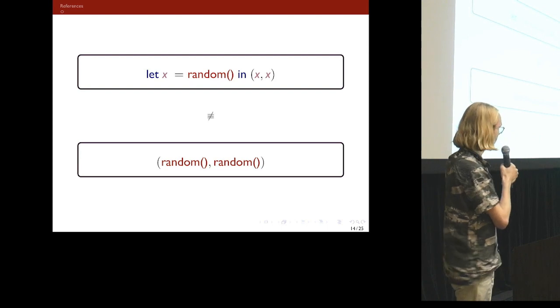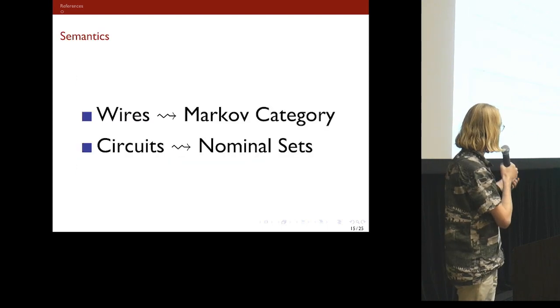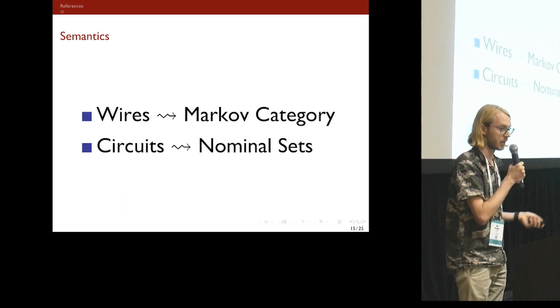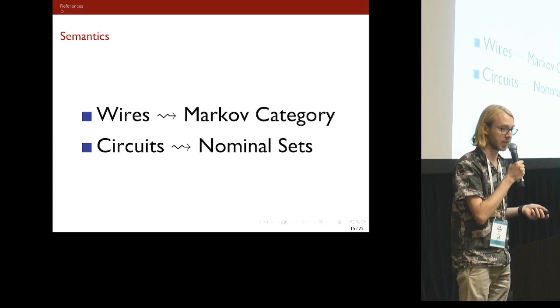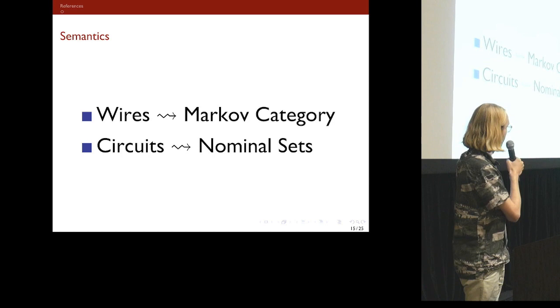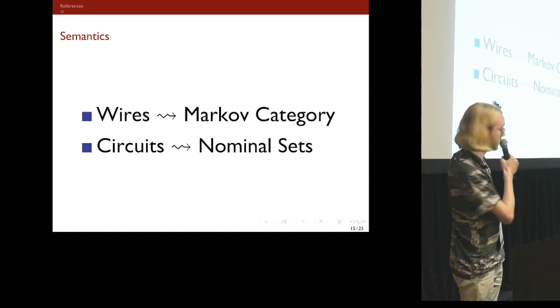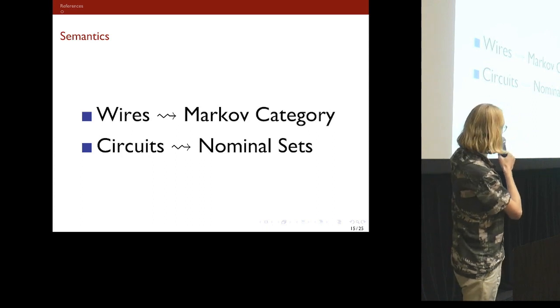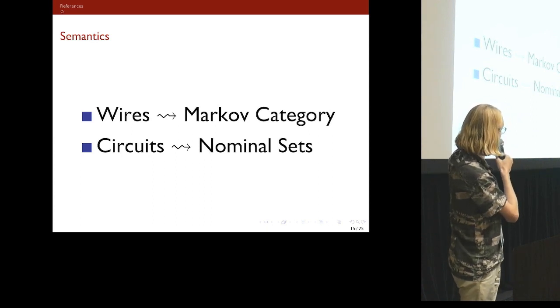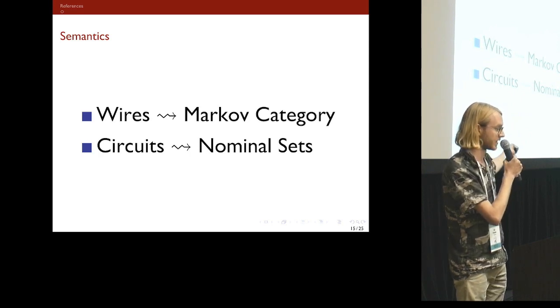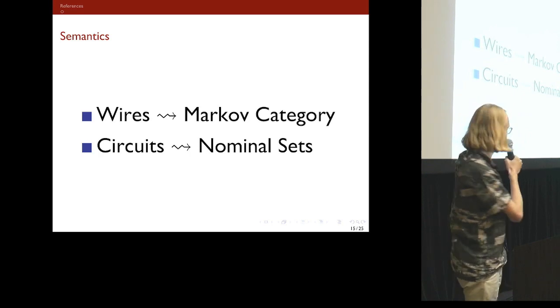And so this connection between these 2 areas is very interesting from a semantic point of view because we can use a lot of the existing semantics for probabilistic programming for hardware because it has a very similar structure. So I use Markov categories as a semantic interpretation for wires, and I use nominal sets as a semantic interpretation for circuits because circuits contain this lambda calculus, and so they need to have a Cartesian closed category.